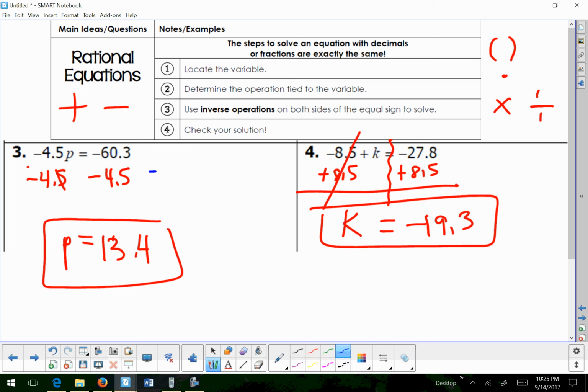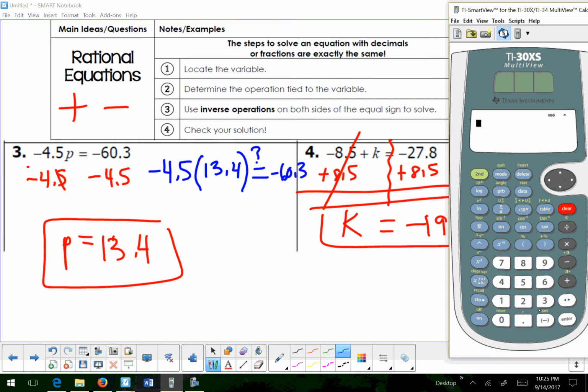Negative 4.5 times p. Well, p is 13.4. So we're going to multiply it by 13.4, and we're going to check, is it actually equal to negative 60.3? So let's check. Clear this out. Negative 4.5 times 13.4. And we got it right.